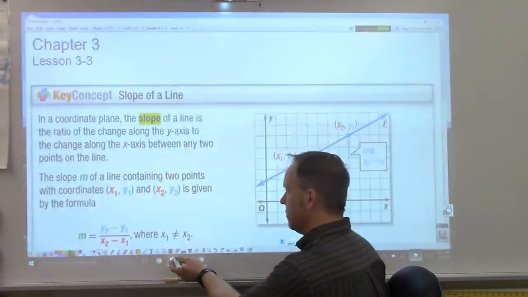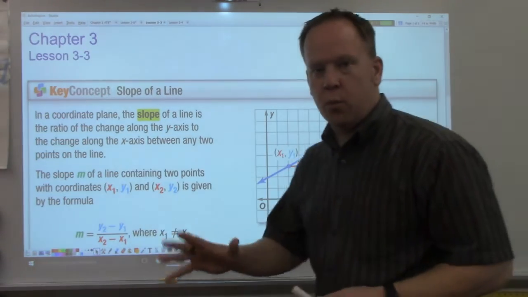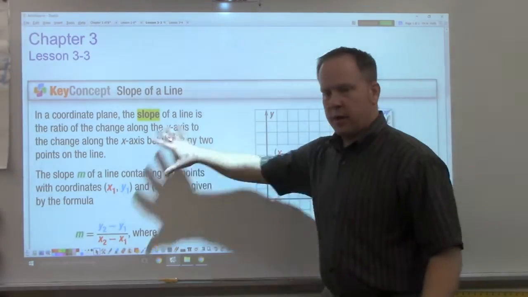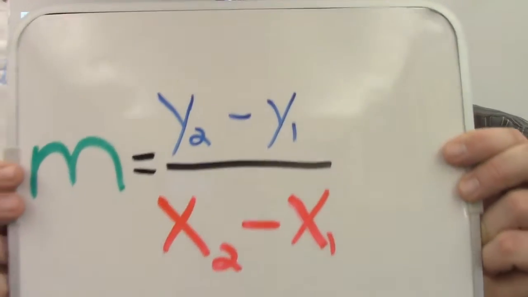Coming back at you. Quick algebra review, and then we're going to tie it into some geometry. Let's get started. Our key concept for today right now is slope. Here's our slope, all the words explaining it, simply stating this formula right here.